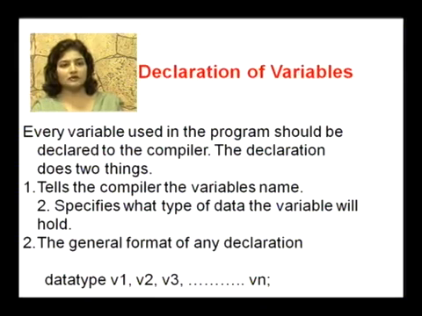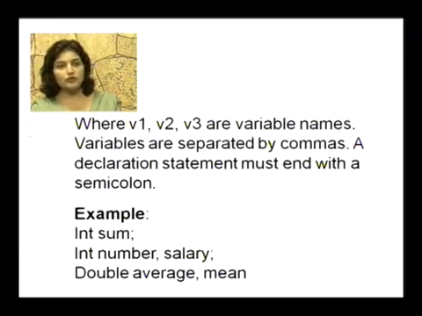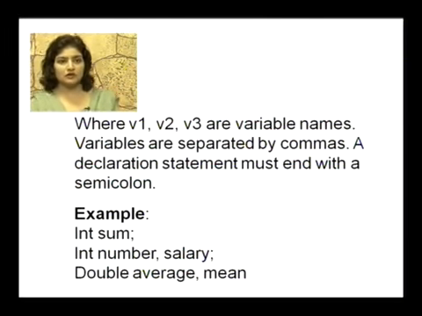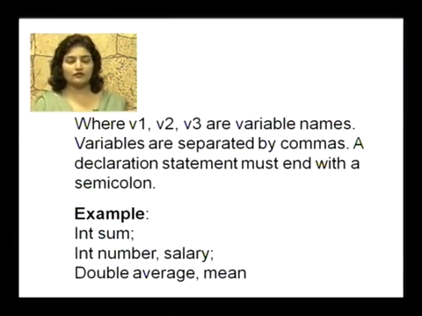So the format is: in place of data type, something like int, char, float, or double will come, and then your list of variables, and it has to be ended with a semicolon. V1, V2, V3 are variable names. If you are specifying more than one variable, they have to be separated by commas. A declaration has to be ended with a semicolon.